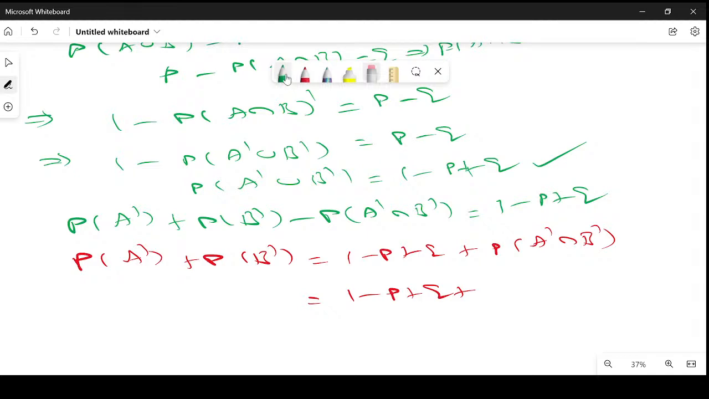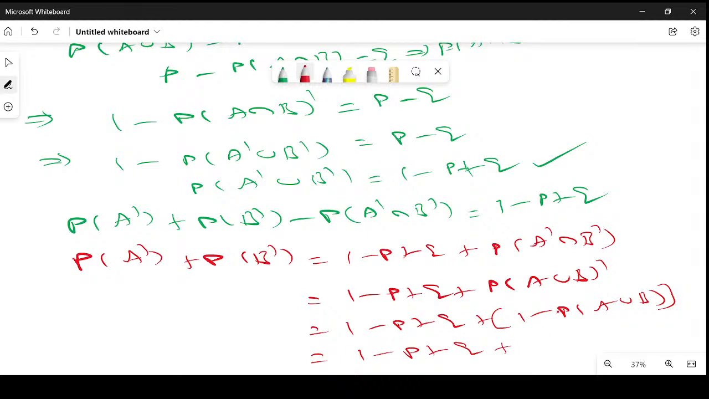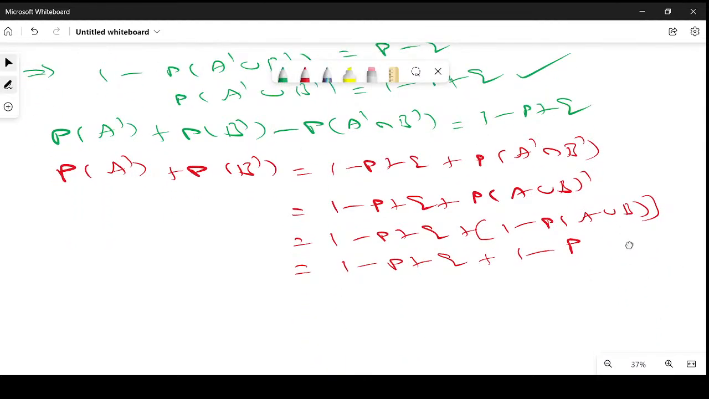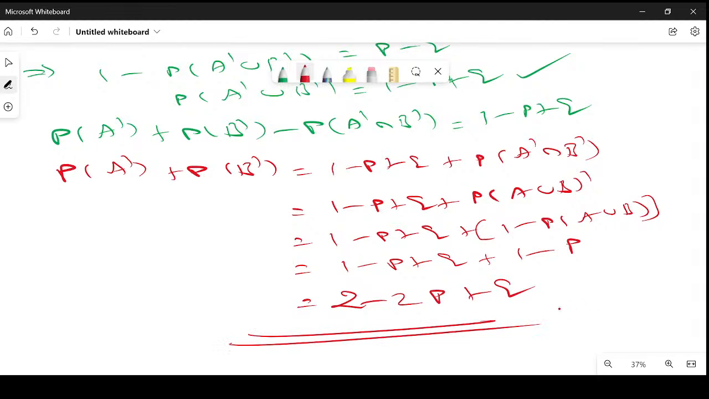Only this stuff you can see here. This will be P of A complement intersection B complement, which is 1 minus P of A union B. Now 1 minus P plus Q, plus 1 minus P of A union B. We know A union B is the given P, so 1 minus P. If we simplify, 1 plus 1 gives 2, minus 2P plus Q. This is the required answer.